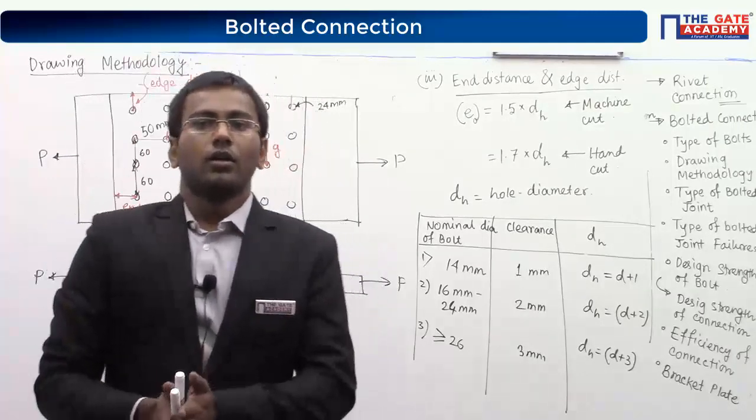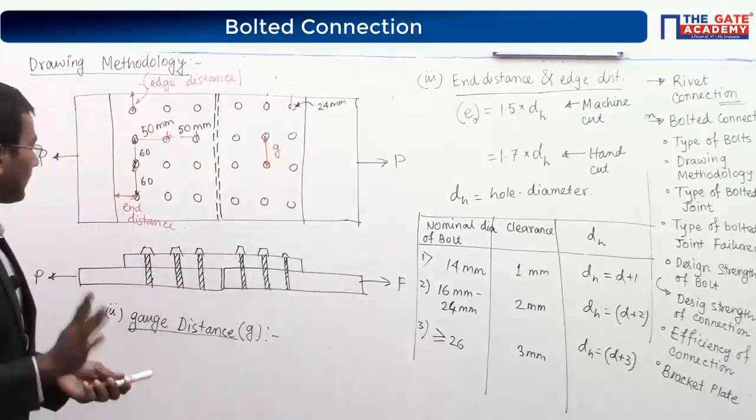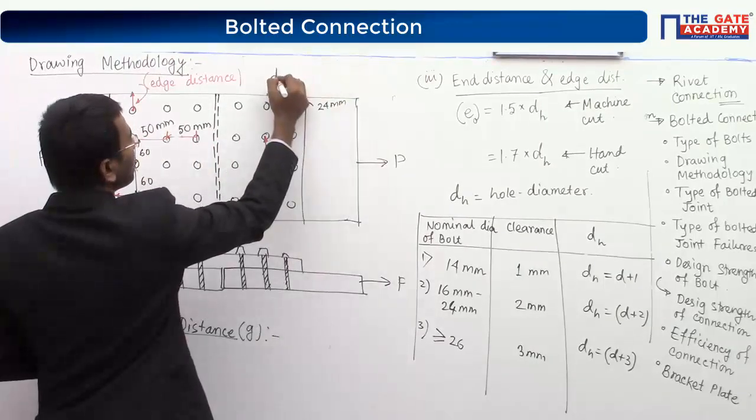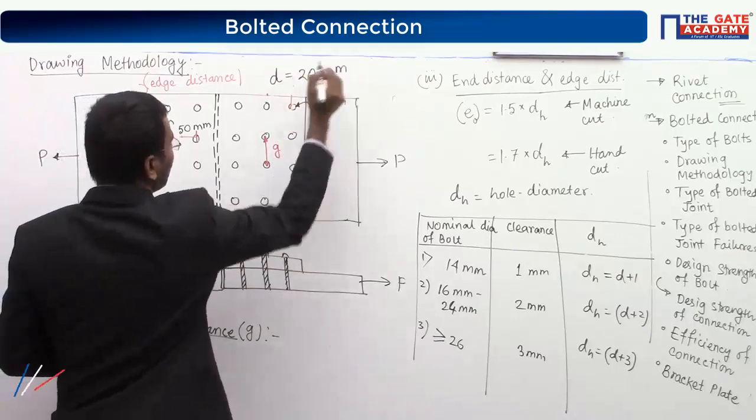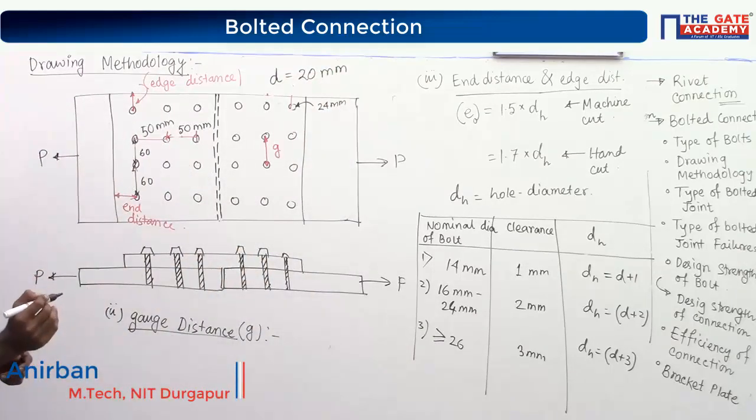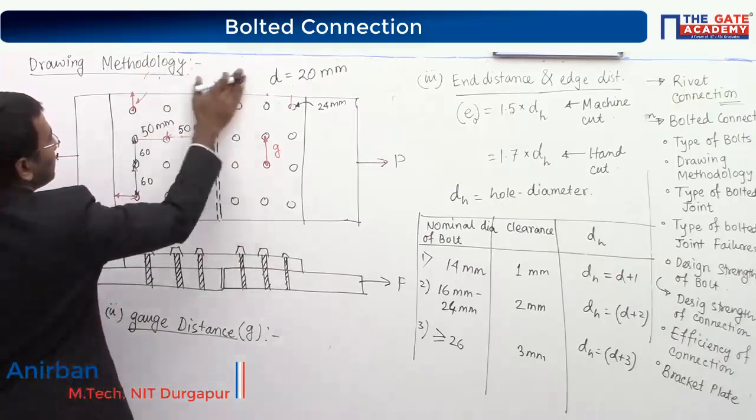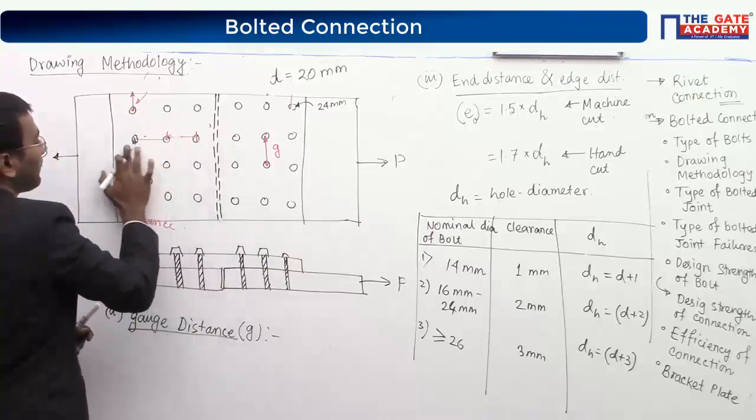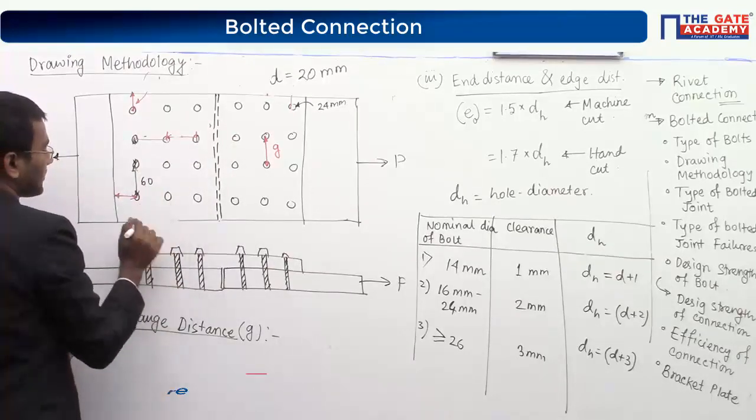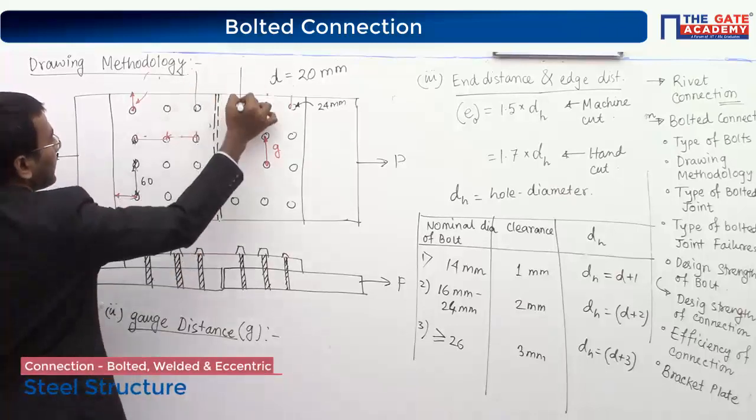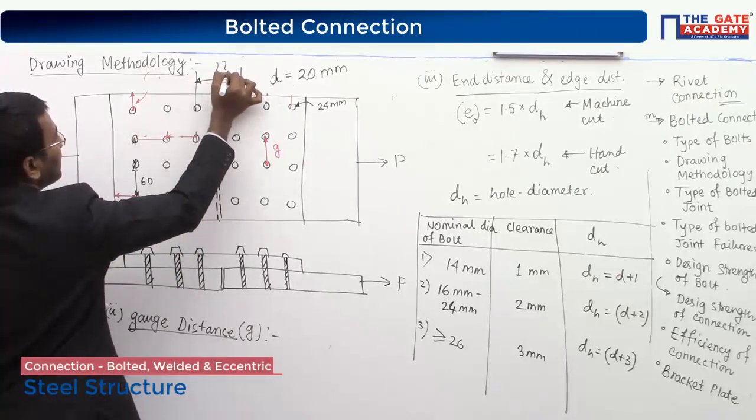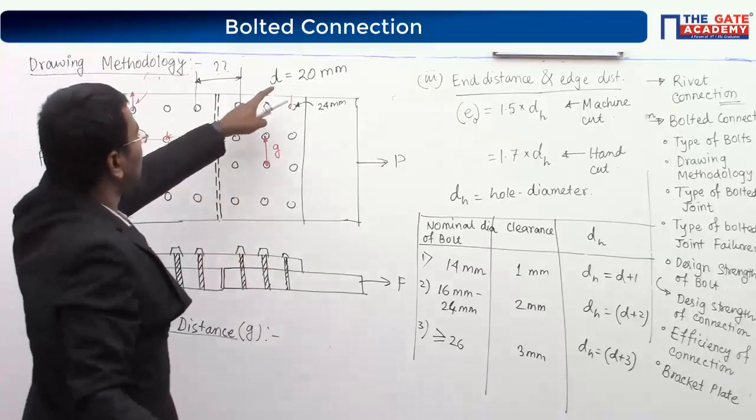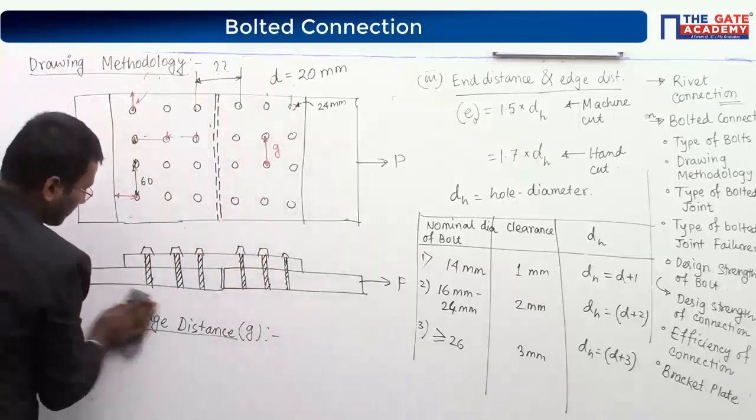Okay. Now look at the figure and tell me one very simple answer for the given diagram. If the diameter of the bolt D equals 20 mm, tell me this distance. Just look at the figure everyone quickly and tell me this distance from here to here in millimeter. Just looking at the diagram, if this is diameter 20 mm, what is this distance?